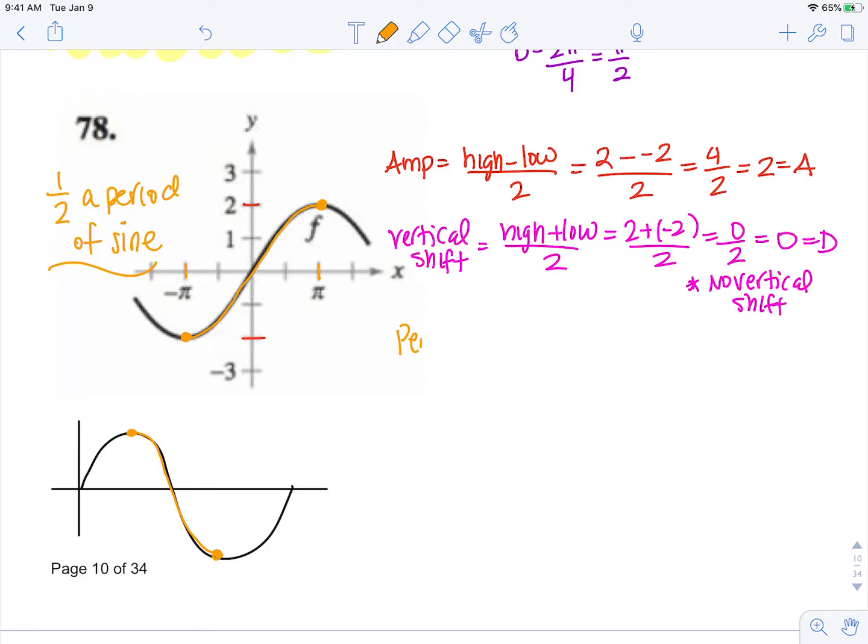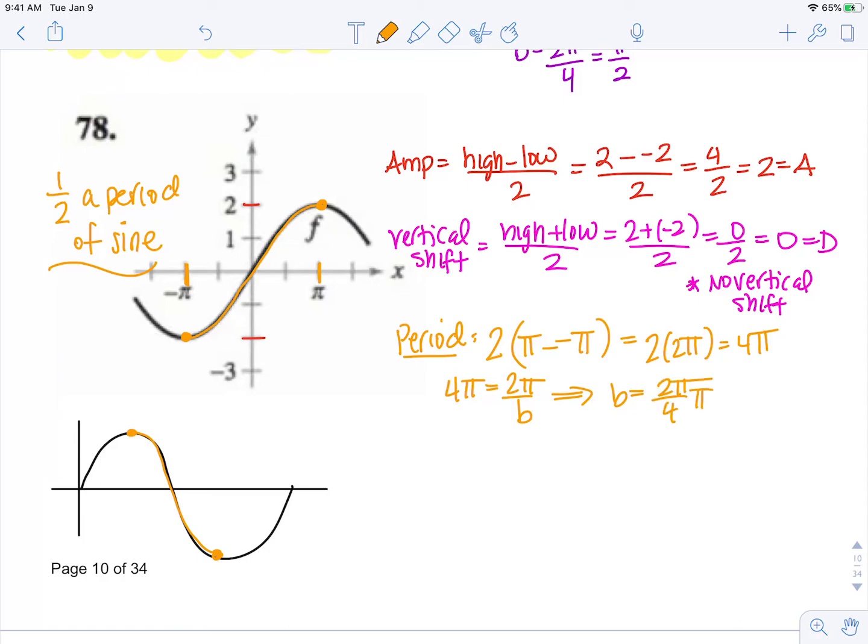Now I'm going to find my period. Now remember, from negative pi to pi is half of a period. So my period is going to be double the distance between those two values. Pi minus negative pi, the difference between those two, will give me half of my period. So that's 2 times 2 pi, which is 4 pi. So that tells me that 4 pi equals 2 pi over b, or b equals 2 pi over 4 pi, which is 1/2.